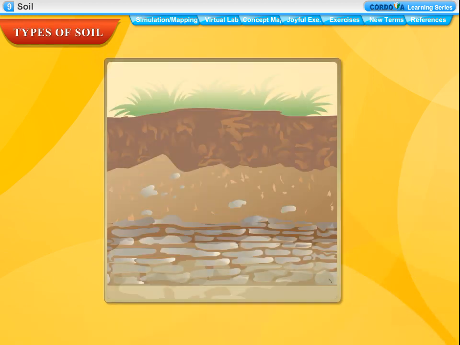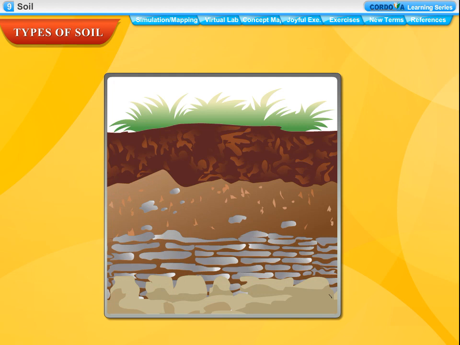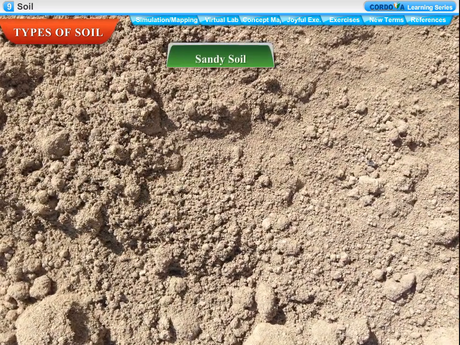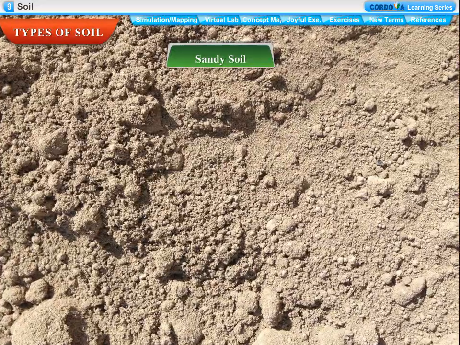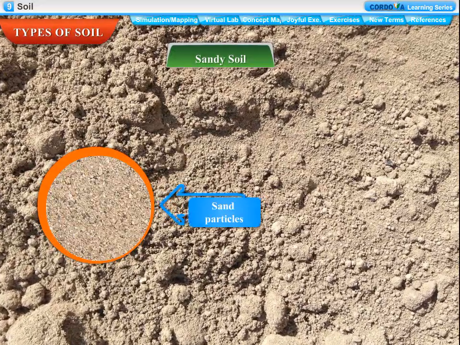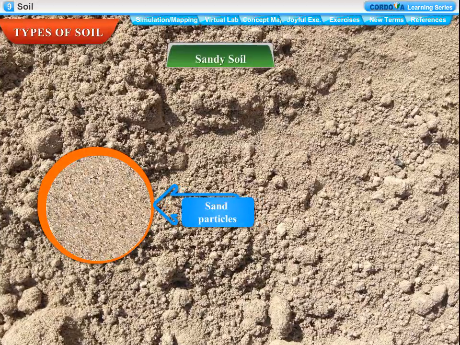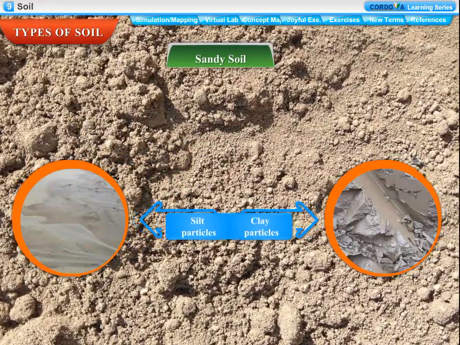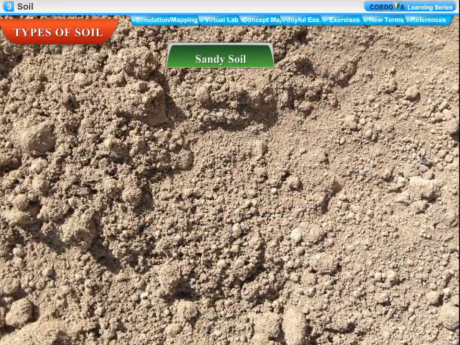Types of soil. Soil is classified into different types on the basis of the size of the rock particles it contains. Sandy soil. This soil contains a large amount of sand particles, about 70 to 80%, and very small amounts of silt and clay particles. The features of this soil are: sand particles are quite large.